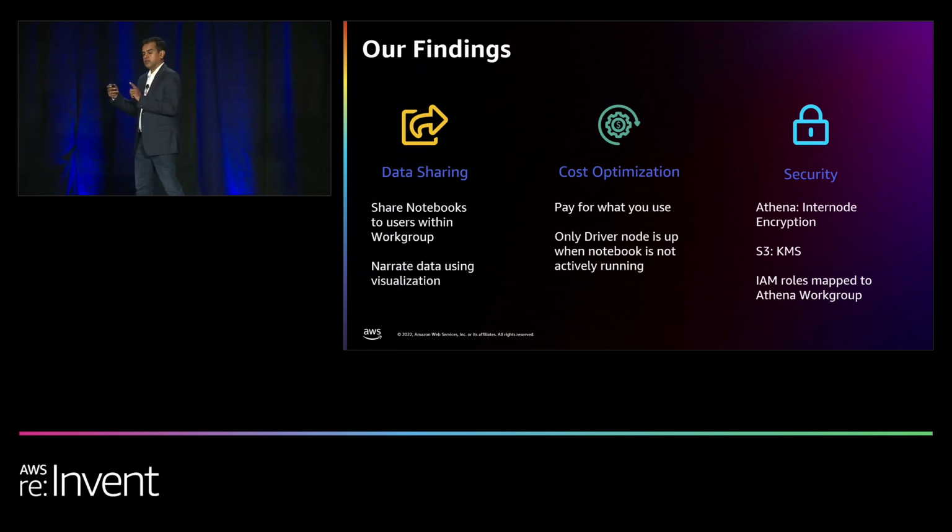Now, coming to security, as Raj mentioned, internode encryption is happening, so there is encryption in transit. The data is written to S3, so we have encryption at rest. All my buddies are part of the workgroup, and that workgroup is tied to an IAM role. So we all share the same access, and the IAM role can have access to certain datasets.